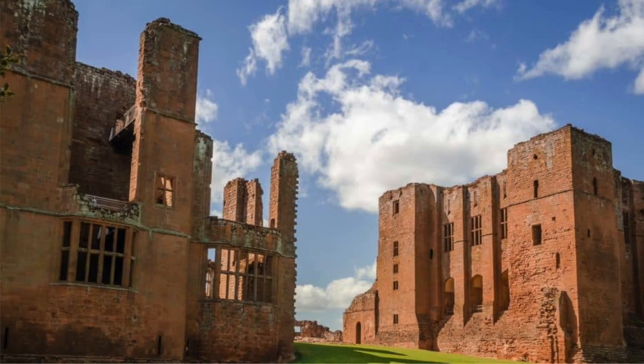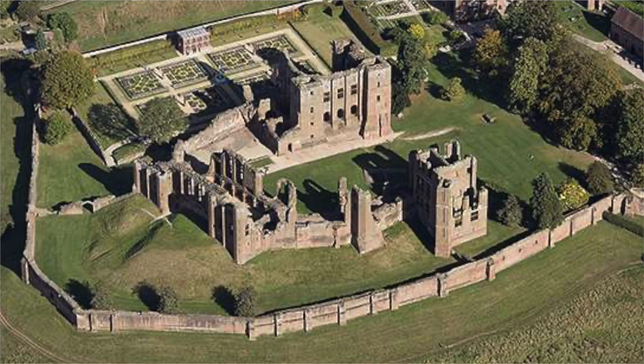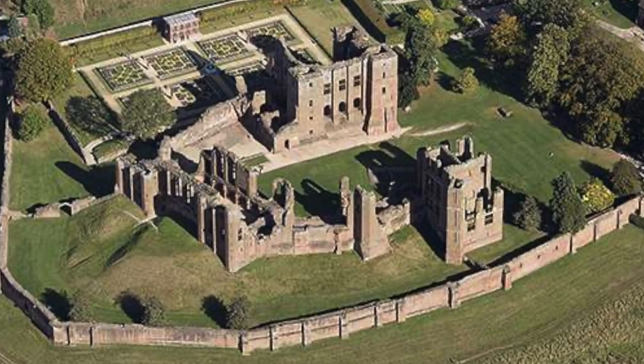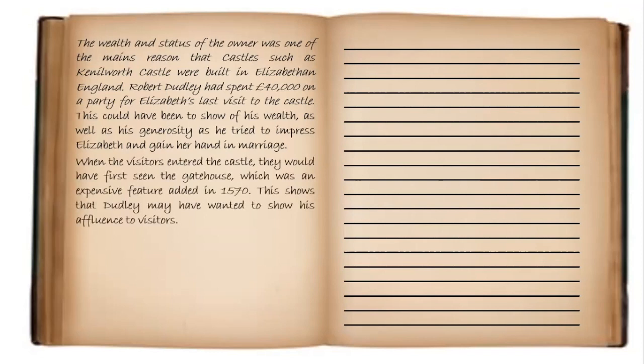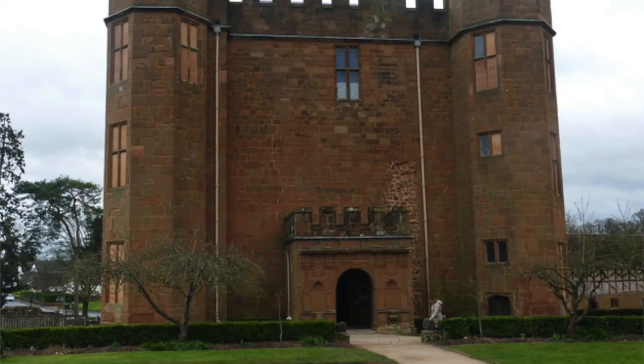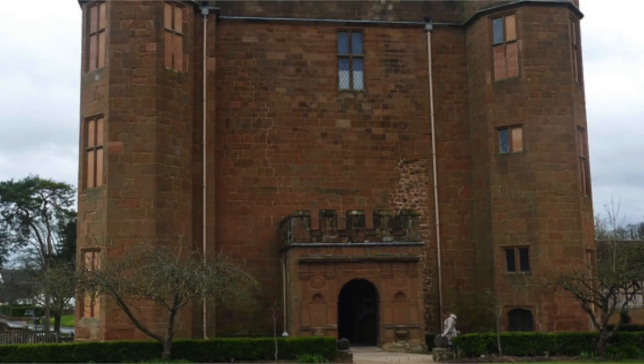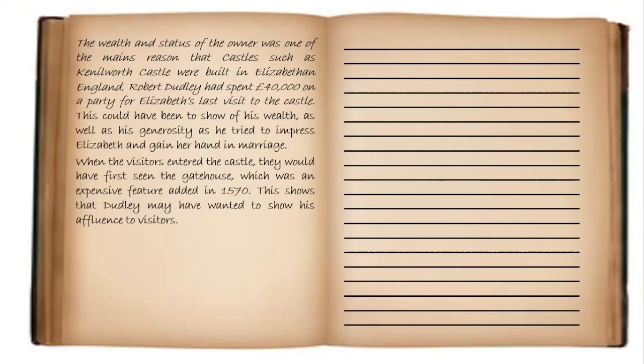Well, the wealth and status of the owner was one of the main reasons that castles such as Kenilworth Castle were built in Elizabethan England. Robert Dudley had spent £40,000 on a party for Elizabeth's last visit to the castle. This could have been to show off his wealth as well as his generosity, as he tried to impress Elizabeth and gain her hand in marriage. When the visitors entered the castle, they would have first seen the gatehouse, which was an expensive feature added in 1570. This shows that Dudley may have wanted to show his affluence to his visitors.